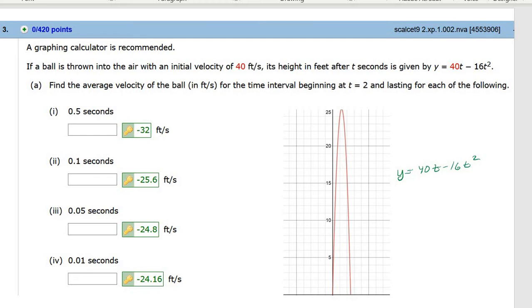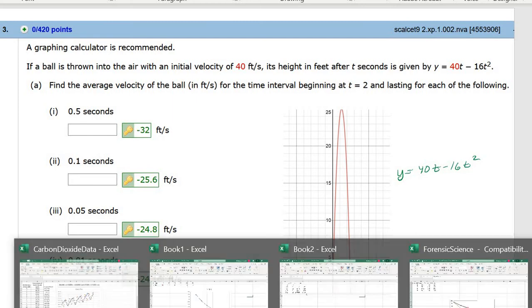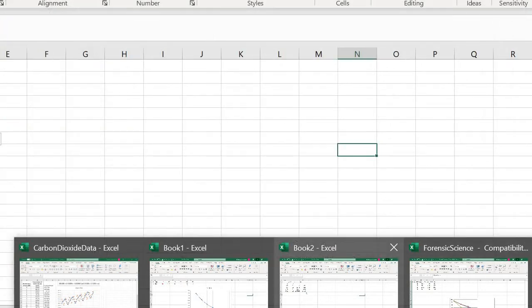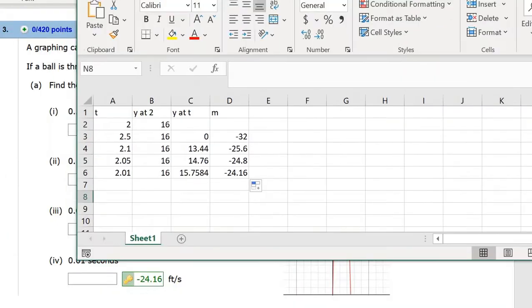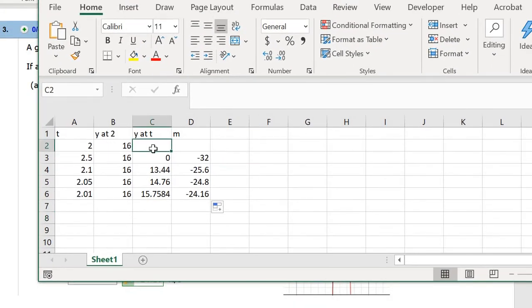And what they want you to do is estimate how fast that ball is moving at time equals 2 seconds. And so they ask you to use this formula to estimate it when it's 0.5 seconds after 2, 0.1 seconds after 2, 0.05 seconds after 2, and 0.01 seconds after 2. And so how you do that, well, one way you can do that is you can do these estimations on Excel. So here's what I did.